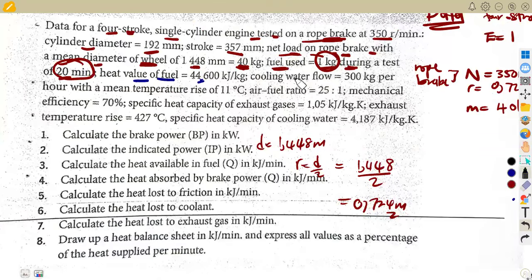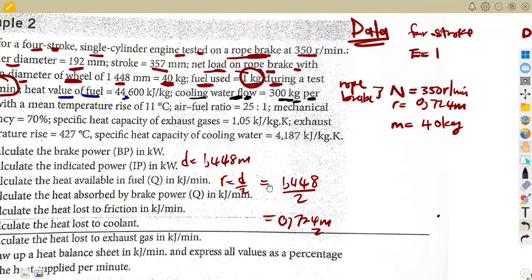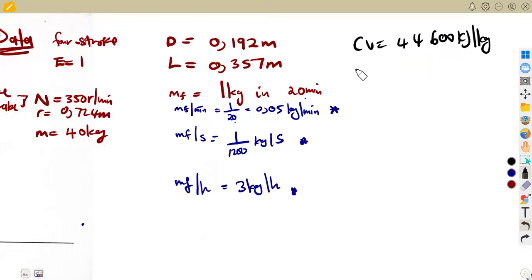Then they gave us the cooling water flow. It's 300 kilograms per hour. What is it? The mass, kilograms, the mass of cooling water. There we've got the mass of cooling water. This was the mass of fuel. There we've got the mass of water per hour. They gave us 300 kilograms per hour. Depending on the units, maybe we're going to change the units later on.